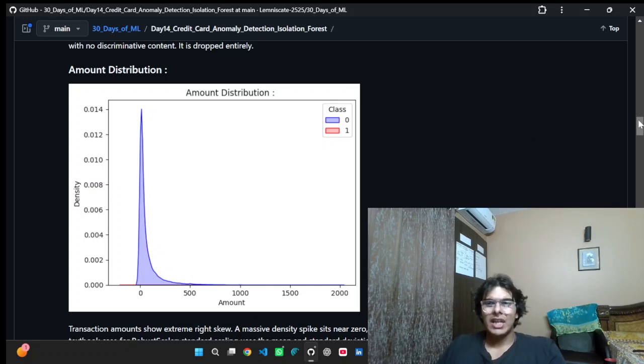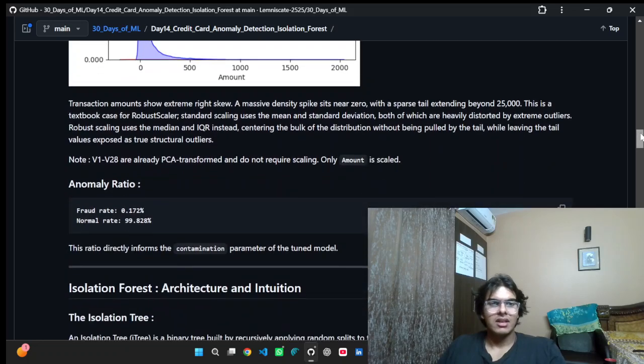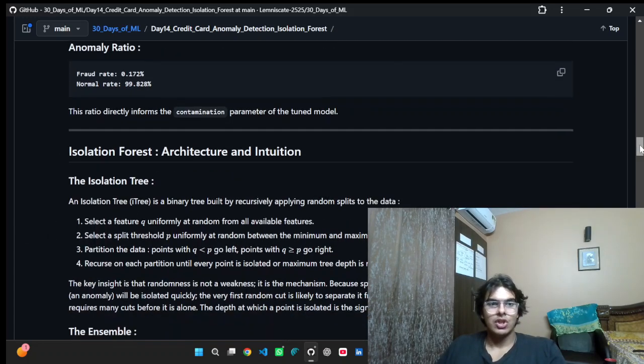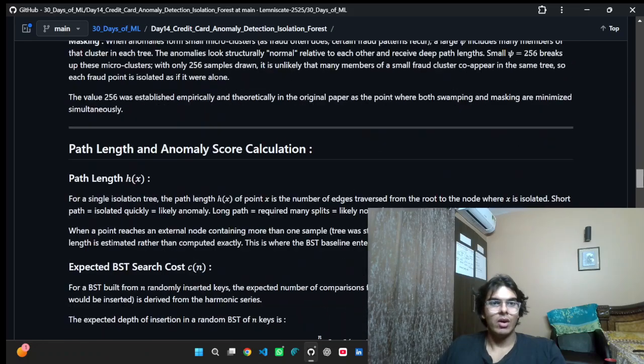So we actually do some pre-processing here. I'll discuss this in a second. Look at the ratio. This is the anomaly ratio. See, the fraud values are less than 0.5%. So small values, and this is the normal rate. Okay. If you want to read about the physics and the architecture of isolation tree, it is discussed here. You can read all of this.